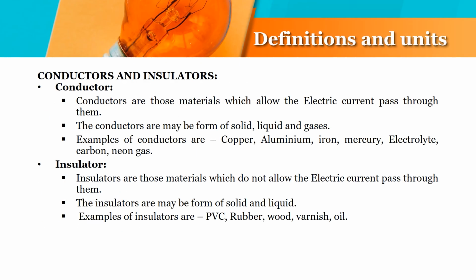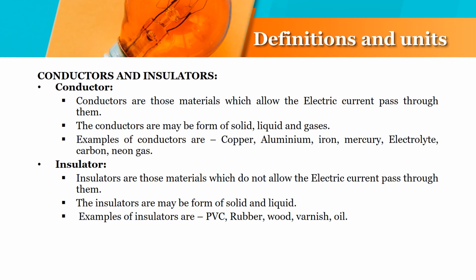Conductors and insulators. Conductors are those materials which allow electric current to pass through them. Conductors may be in the form of solid, liquid, and gases. Examples of conductors are copper, aluminium, iron, mercury, electrolyte, carbon, and neon gas.